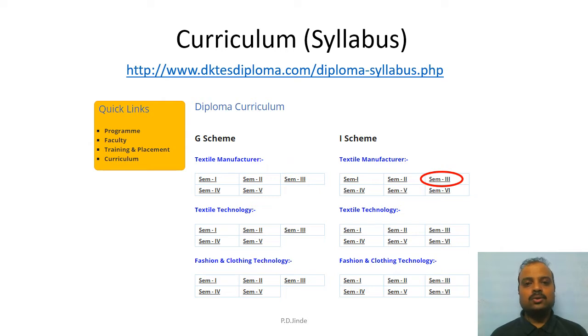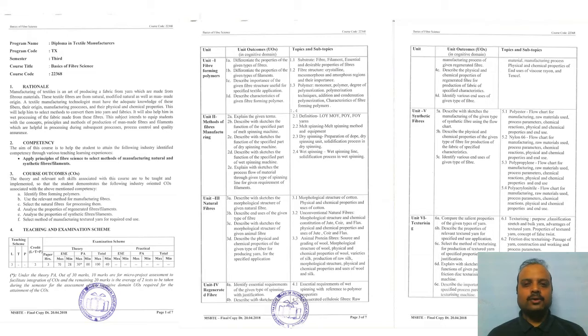Once downloaded, you will find it is a PDF file. After opening the PDF file, you just scroll down to the course named Basics of Fiber Science, where you get details of the syllabus, its content, micro project detail, marks distribution, hours allotted, etc. For your reference, this is the screenshot of a syllabus. Although this is not the complete syllabus, it is a part of it. You can download the whole syllabus and go through the details of each part.